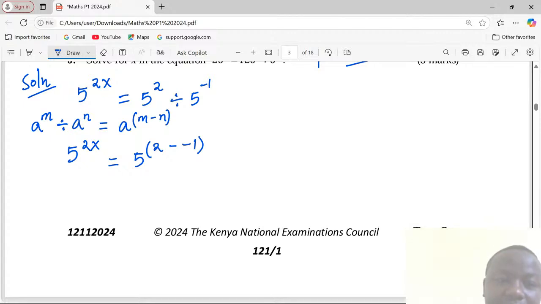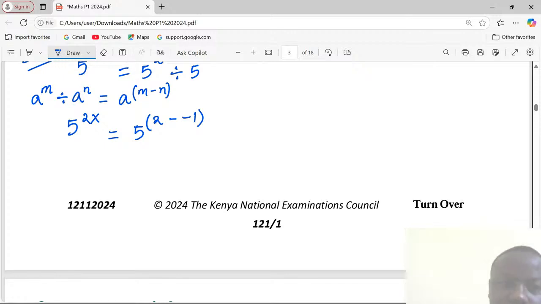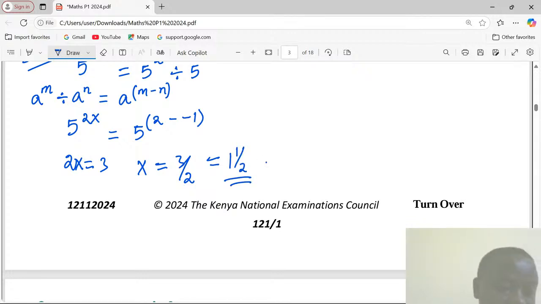So now that we have all the indices the same, we have the bases being the same, we can now equate the powers. So 2x is the same as 3, or rather 2 minus -1 becomes +1. So now we can remain with x by dividing 3 by 2, which finally will be 1.5. Yeah, you can write it as 1.5 or 1.5.